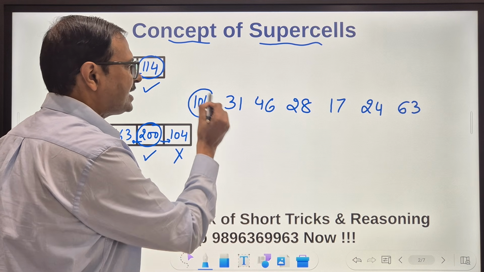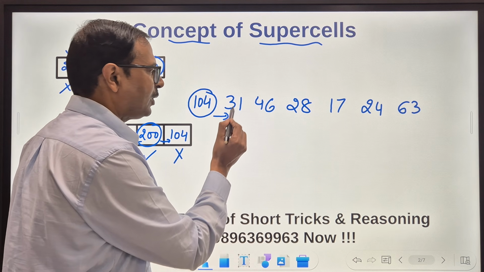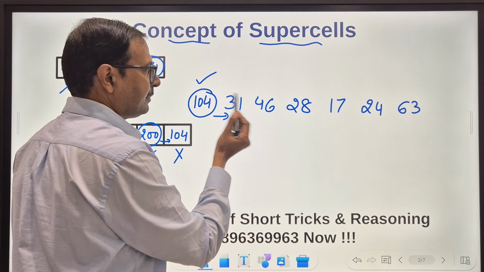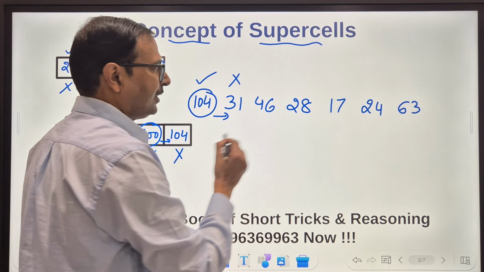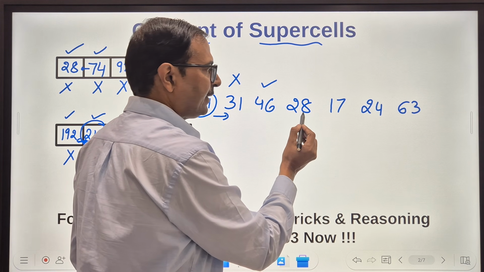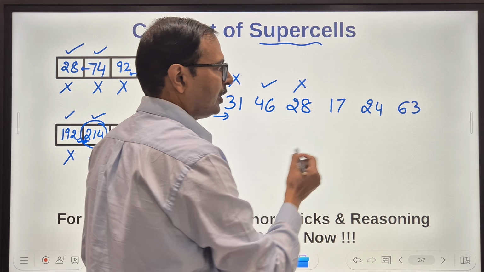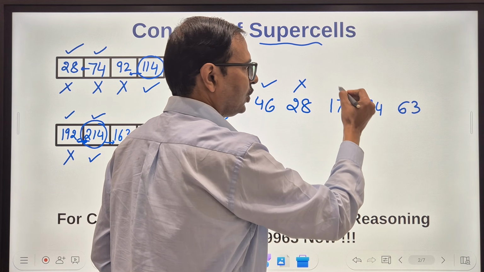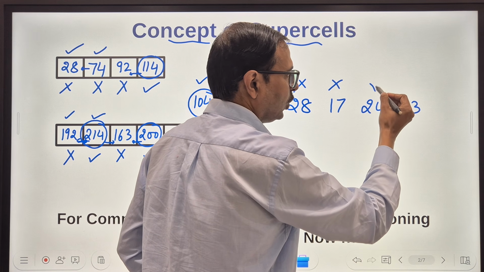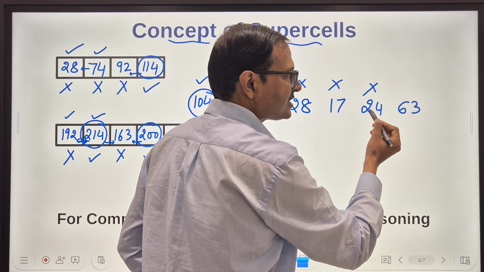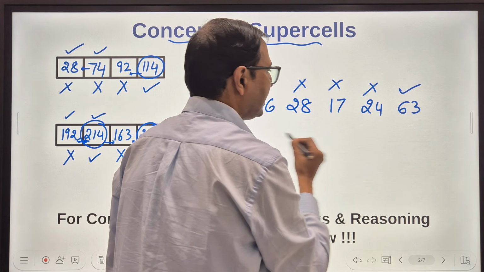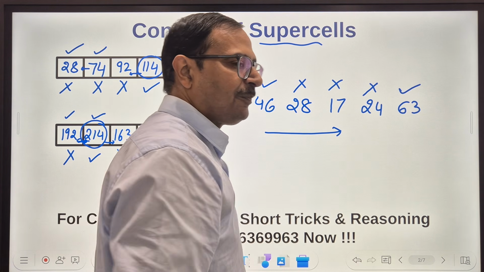Now, is this a supercell? Because its neighbor is smaller, therefore it is a supercell. Is this a supercell? The neighbors are larger? No. Is this a supercell? The neighbors are smaller? Yes. This one, neighbor is larger? No. This one, neighbors are larger? No. This one, the neighbor is larger, so no. And how about this one? Neighbor is smaller, so yes. There are 1, 2, 3 supercells in this particular grid.